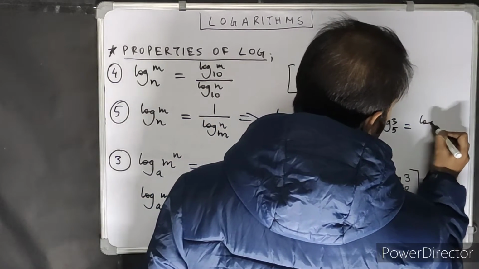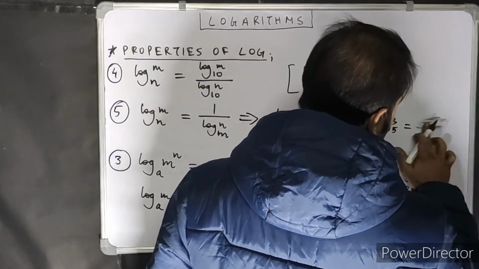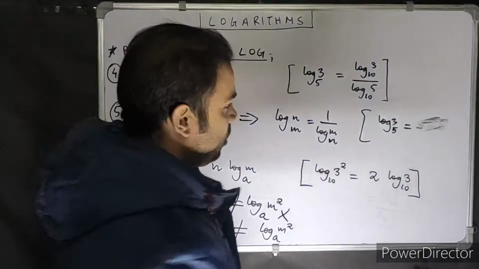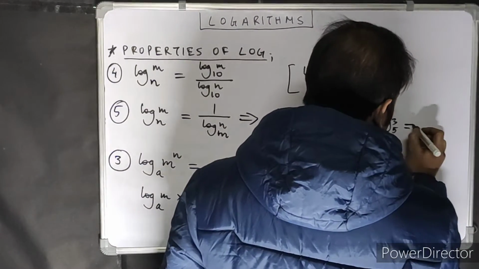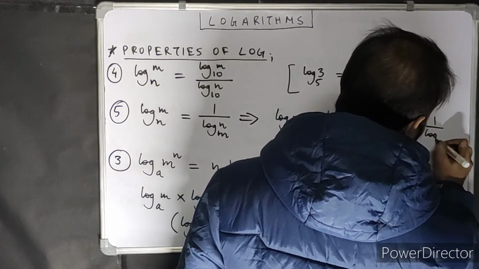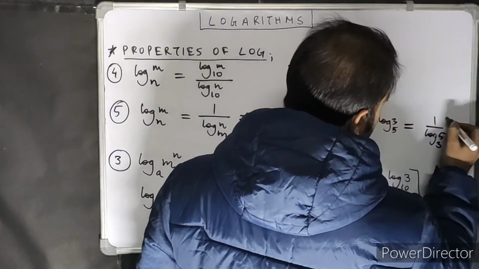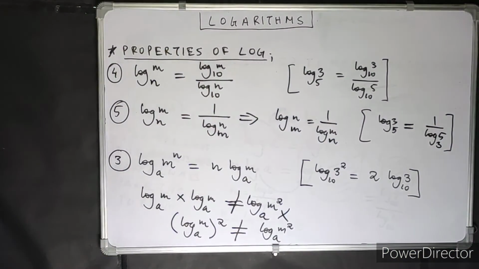So if I am to give you an example on this, say log 3 base 5 is equal to 1 by log 5 base 3. Simple. Sixth one.